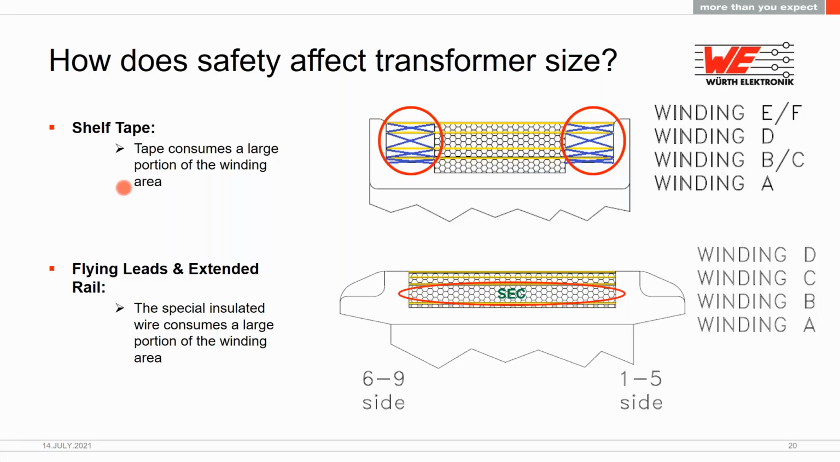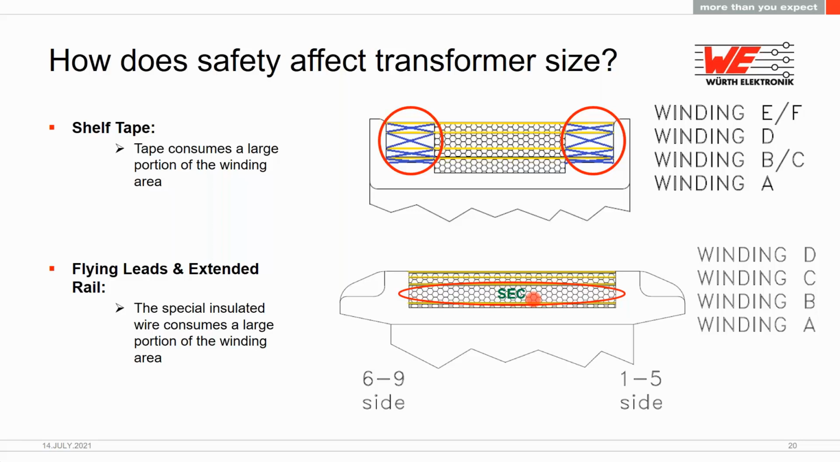Again, we no longer have the shelf tape present on the flying lead or extended rail methods for meeting safety, but one of the windings, typically the secondary, will use this special insulated wire. As I mentioned on the previous slide, a reinforced insulated wire could have 65% larger diameter than its equivalent standard enamel coated magnet wire. So a 10-turn secondary using enamel magnet wire might fit in one layer, but a 10-turn secondary with 65% larger diameter may now be forced into 2, 3, or 4 layers.